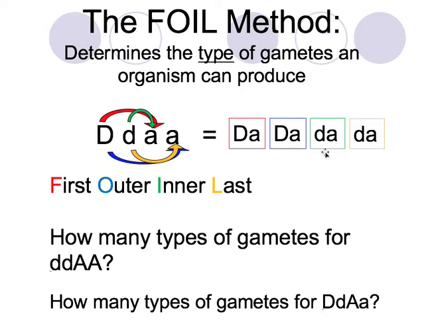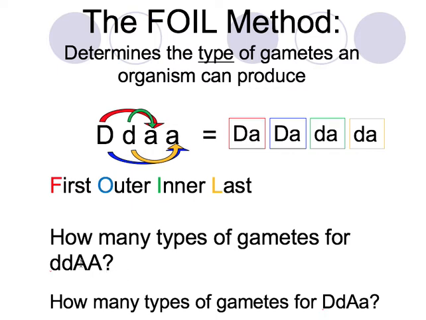So this one has two different kinds of gametes here. Now, if we were doing the same thing for little d, big A, they would only have one kind of gamete. The only thing they could pass on for the D allele is the little d. The only thing they can pass on for the A allele is the big A.